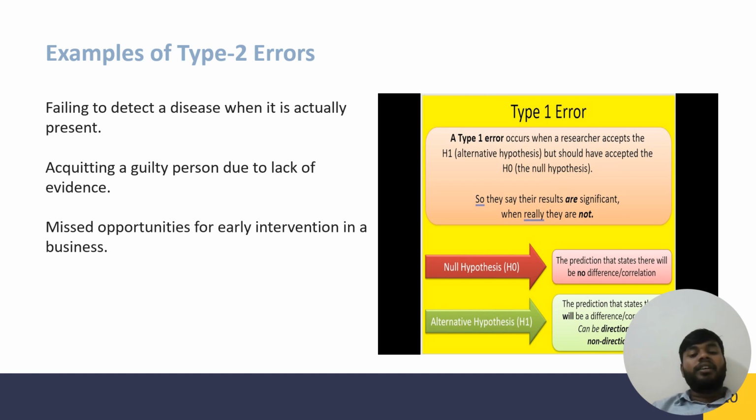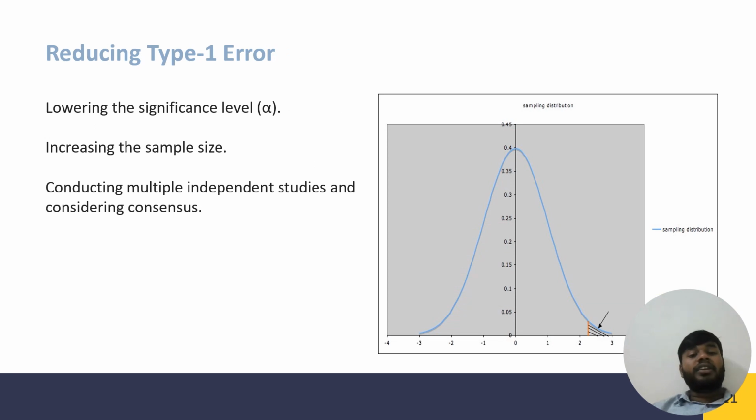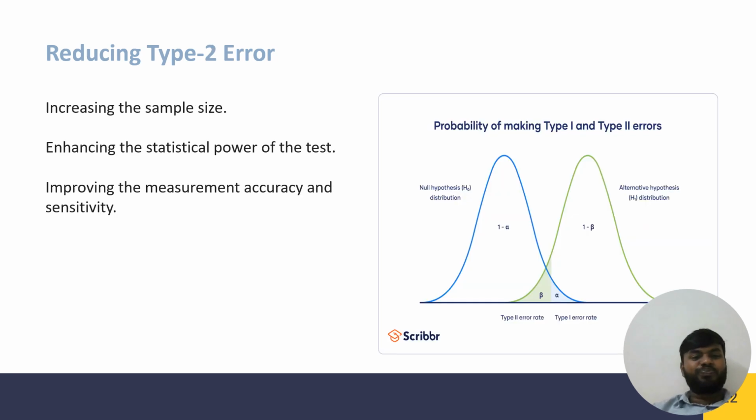Reducing type 1 errors: lowering the significance level, increasing the sample size, conducting multiple independent studies, and considering consequences. Reducing type 2 errors: increasing the sample size, enhancing the statistical power of the test, and improving the measurement accuracy and sensitivity.